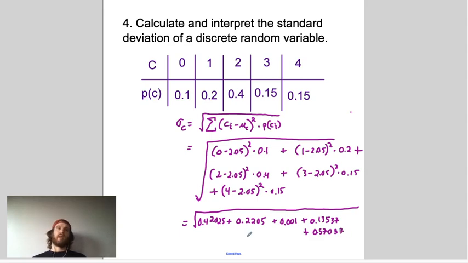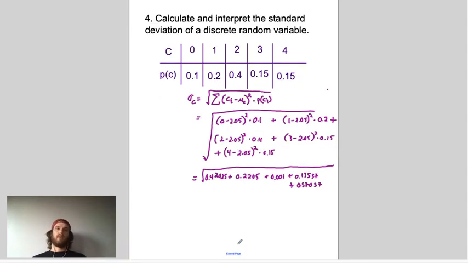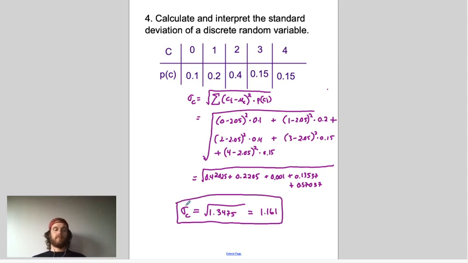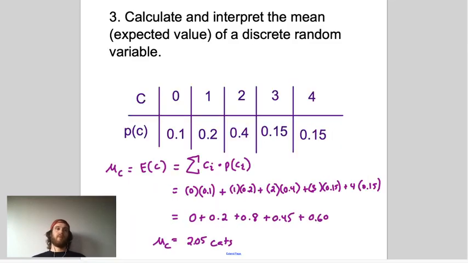Look at that. So we add all those up and we take the square root, and we'll get the standard deviation of C is equal to the square root of 1.3475, which is 1.161. Sweet. Here we go. So we've got the standard deviation of our discrete random variable.